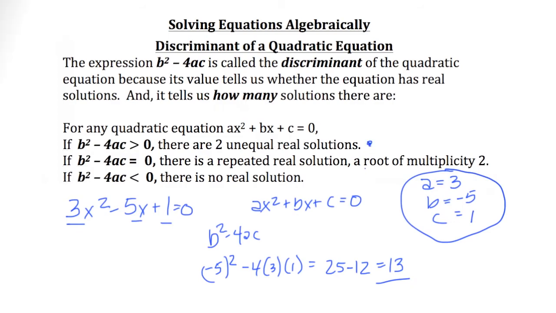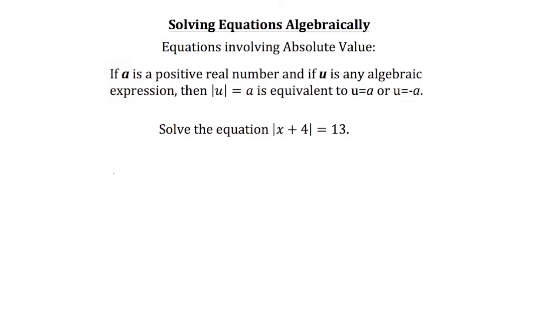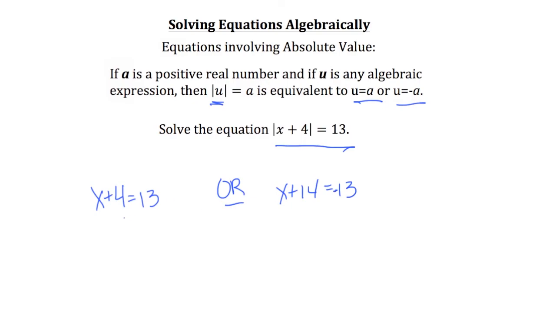Next, we're going to discuss equations involving absolute value. If a is a positive real number, and if u is any algebraic expression, then the absolute value of u equals a is equivalent to u equals a or u equals -a. Let's go ahead and look at the following example. We have the absolute value of x plus 4 equals 13. When we're given that equation, we basically know two things: either x plus 4 equals 13 or x plus 4 equals -13. If we solve for x, we have x equals 9 on this side, or x equals -17. So that's our solution set, -17 and 9.